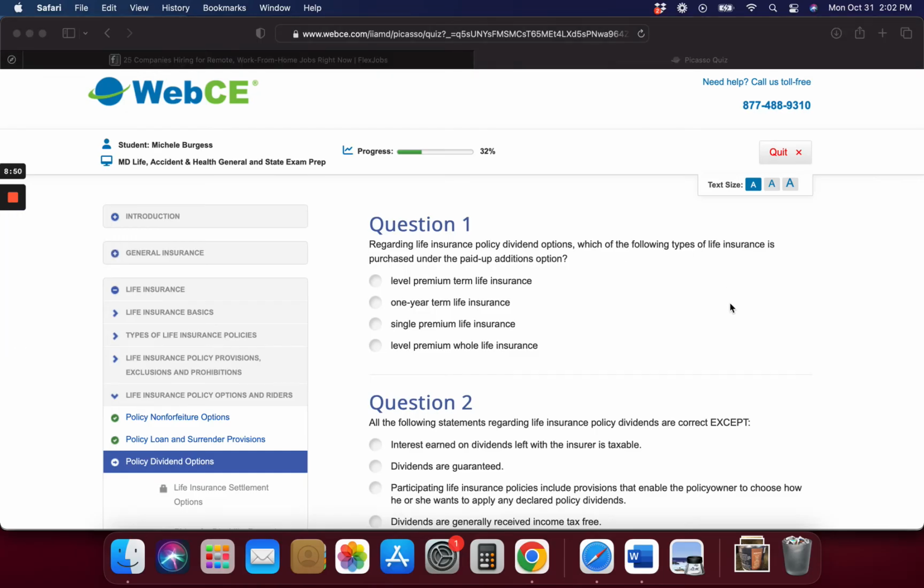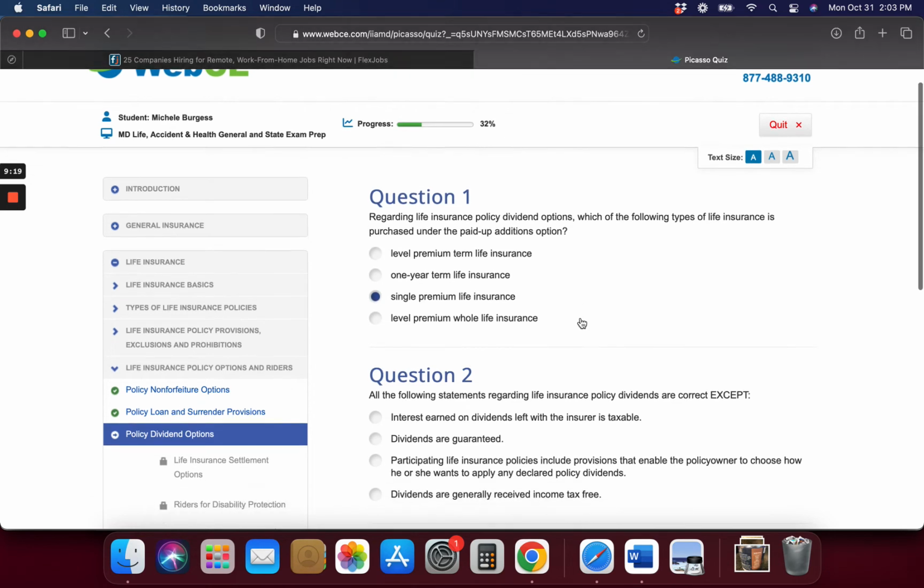Okay, here are our 4 questions for this lesson regarding life insurance policy dividend options. Which of the following types of life insurance is purchased under the paid-up additions option? I have no idea. I'm going to guess. I've got to start paying attention. Which of the types is purchased under the paid-up option? Maybe a single premium.